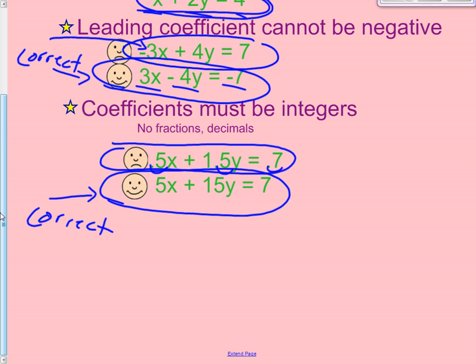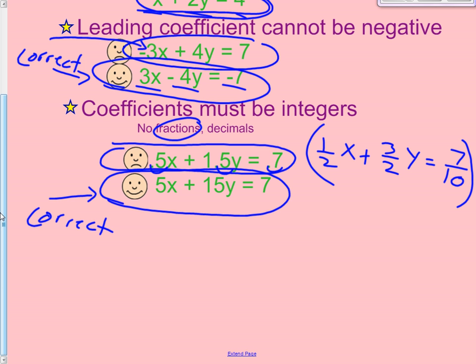Oftentimes you see fractions with this, like 0.5x is the same thing as saying 1/2 x. 1.5 is the same thing as saying 3/2 y. That equals 0.7. 0.7 is the same thing as 7/10. You might see something like this, and you can't have fractions in standard form. So the way you get rid of all these fractions is you multiply everything by the least common multiple of the denominators. So look at your denominators, 2, 2, and 10. What's the least common multiple? What is the least number that all of them go into? And that is the number 10.